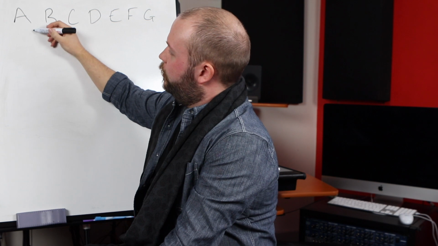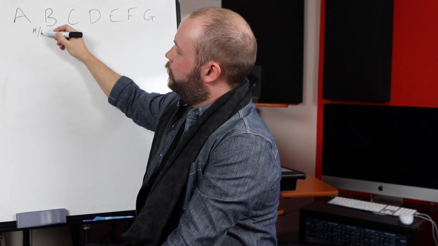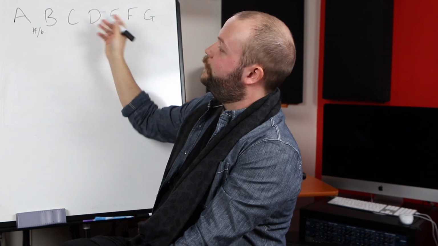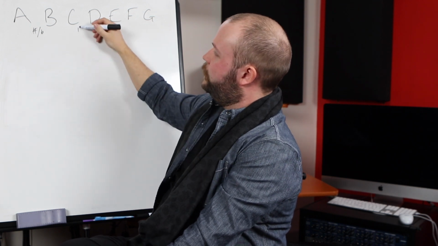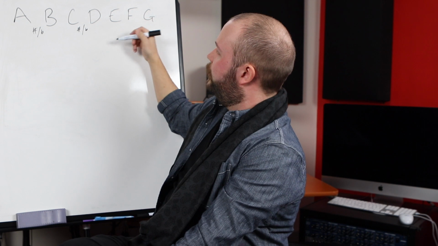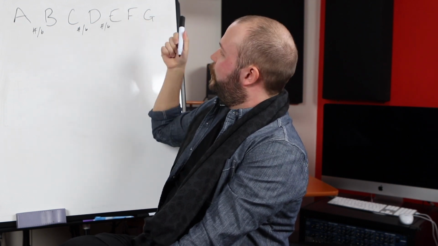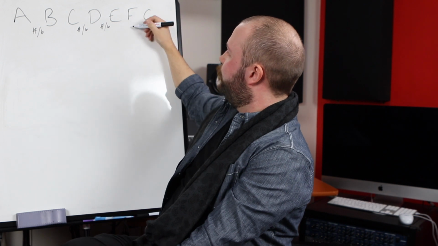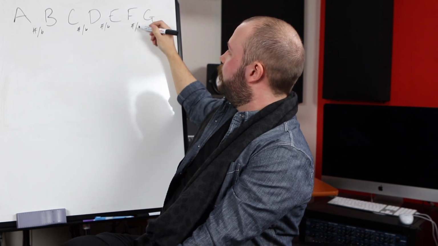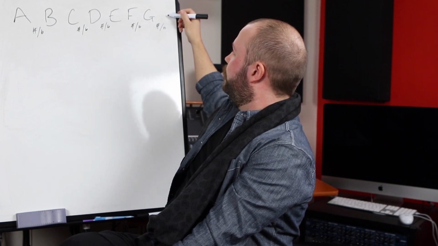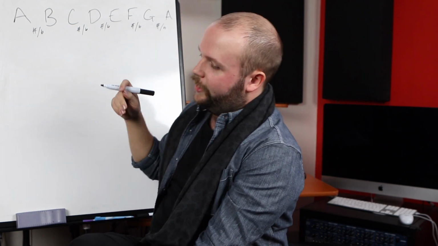Some of these notes have sharps or flats in between. So A has a sharp, which is also known as B flat. B does not have a sharp, and C does not have a flat. We have C sharp, we have D flat, D sharp, E flat. E does not have a sharp, and F does not have a flat. However, F sharp and G flat do, and then we have G sharp, which is the same as A flat, before getting back to A.